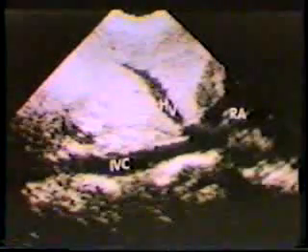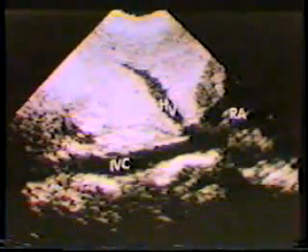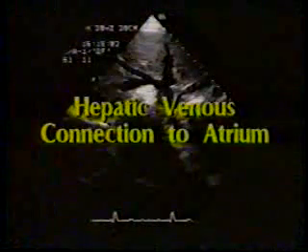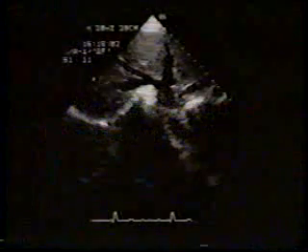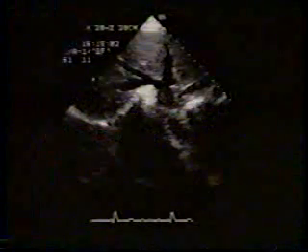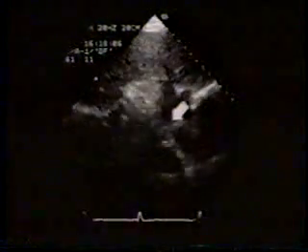Look for the entrance of hepatic veins. Normally, these enter the inferior vena cava near the atriocaval junction. Occasionally, hepatic veins will connect directly to the atrium. Here are the hepatic veins, and note they connect directly to this atrium.